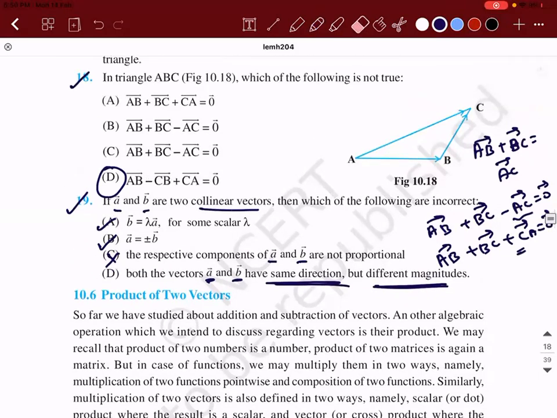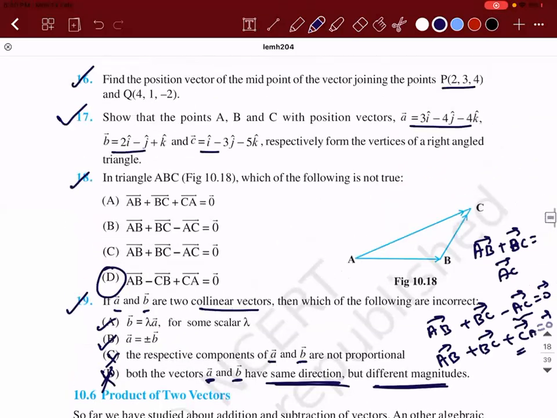Actually, this is also wrong. A vector and B vector have the same direction but different magnitudes. Actually, it is an ambiguous statement. They can have different magnitudes also. They can have equal magnitudes also, but it is not a compulsion that they should have different magnitudes. Is it clear?